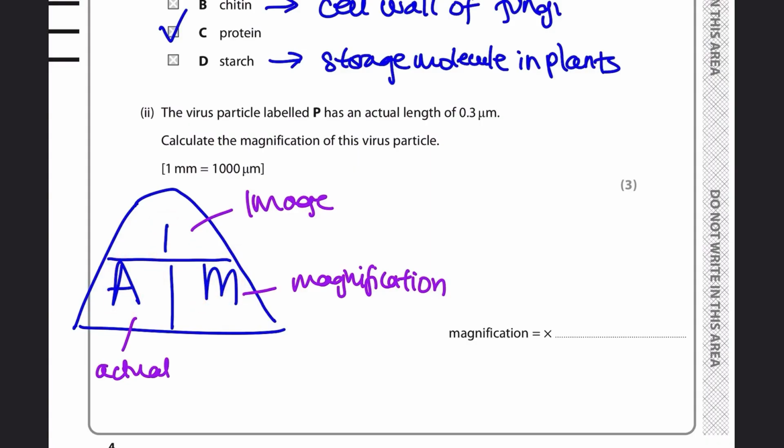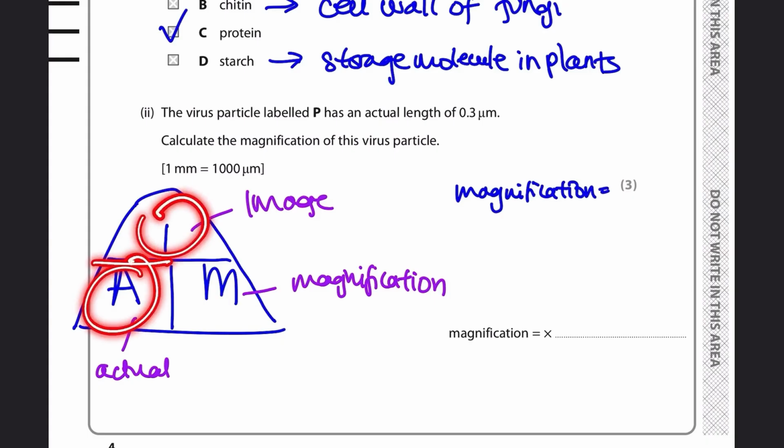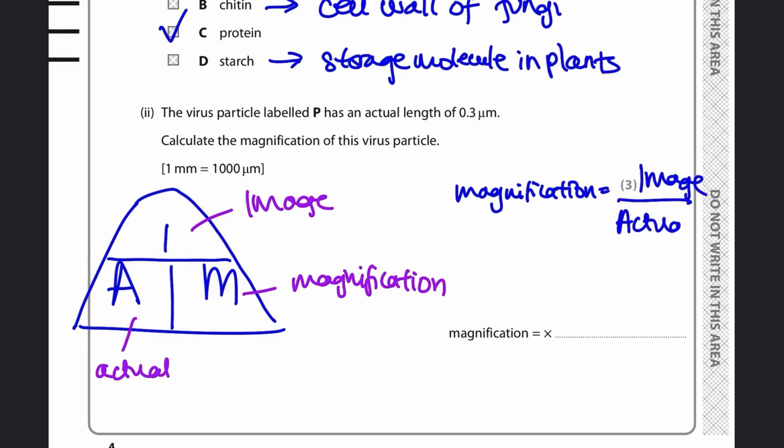So let's rewrite this over here. Magnification is equal to I divided by A, right? Is equal to image divided by actual. So the next thing I'm going to do is see what information they give me. They told me that the actual length is 0.3 micrometers. So I'm going to put that 0.3 into the actual. So that is 0.3 micrometers. The unit is very important, so always write down the unit.